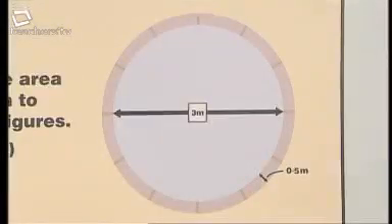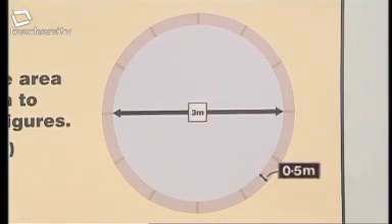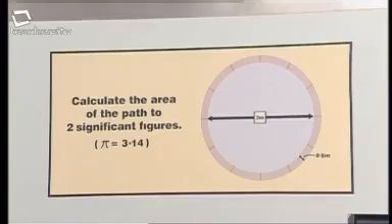The diagram shows a circular garden pond. The diameter of the pond is 3 metres. It's surrounded by a path 0.5 metres wide. Now calculate the area of the path to 2 significant figures using 3.14 as the value of pi. Pens on your marks. Set.